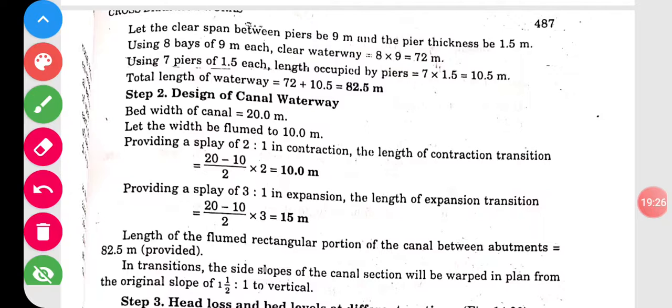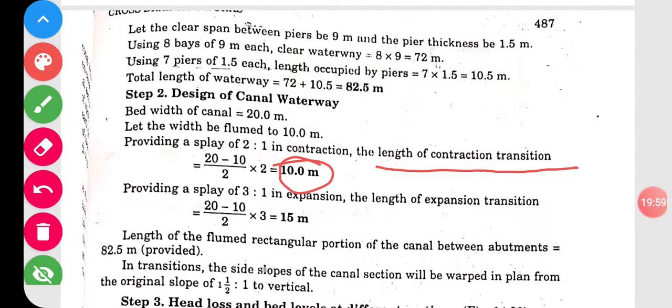Similarly, providing a splay at contraction. How is it calculated? 20 meter is the canal width and 10 meter is the flume width. So 20 minus 10 upon 2 into 2. What is this 2? This 2 is the ratio of the splay. If you multiply like this, you will get 10 meter as the splay. That is the length of the contraction. Length of the contraction transition is 10 meter.